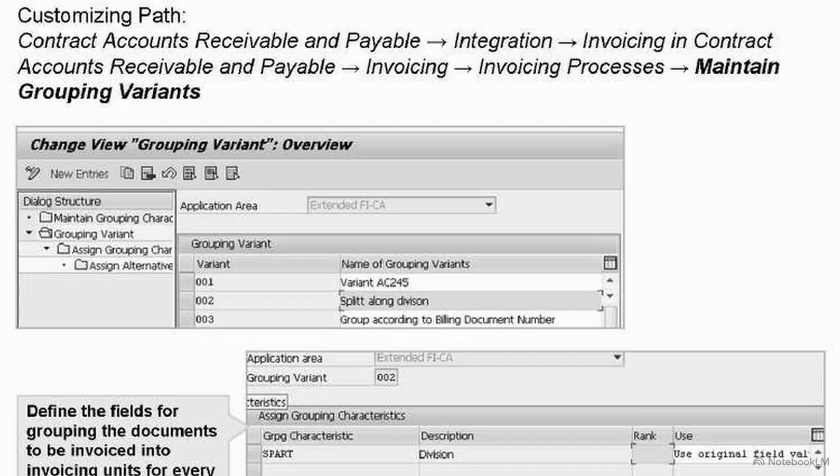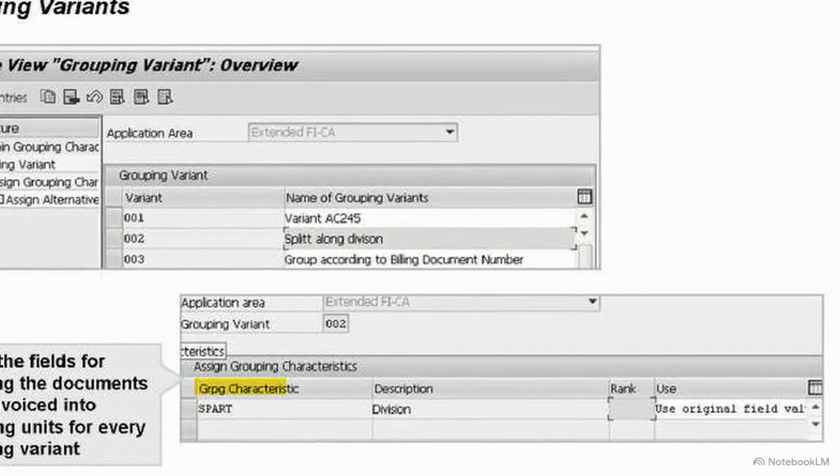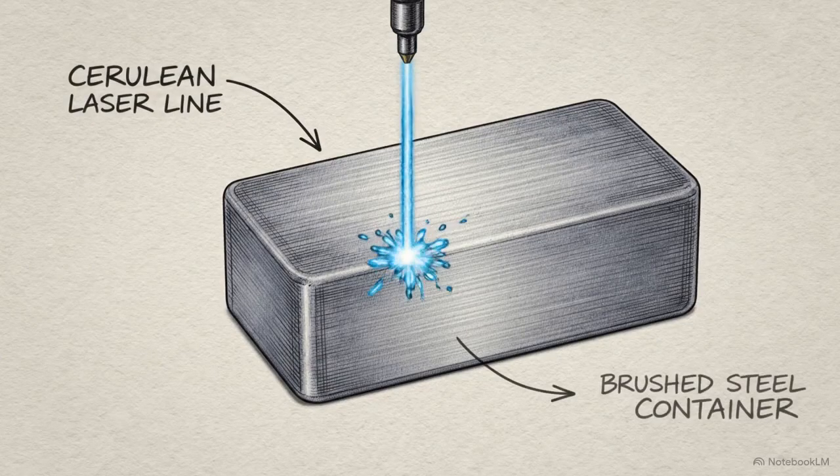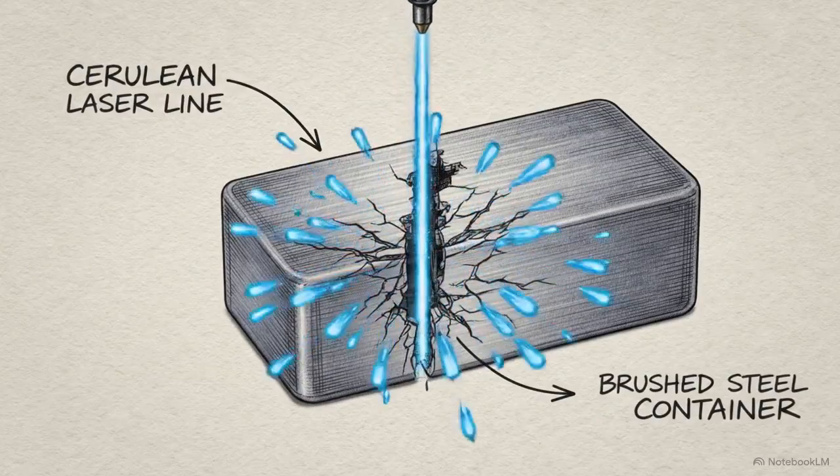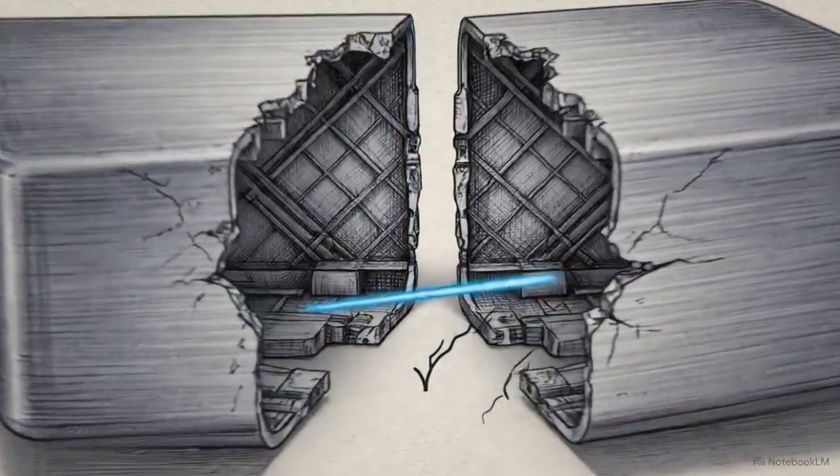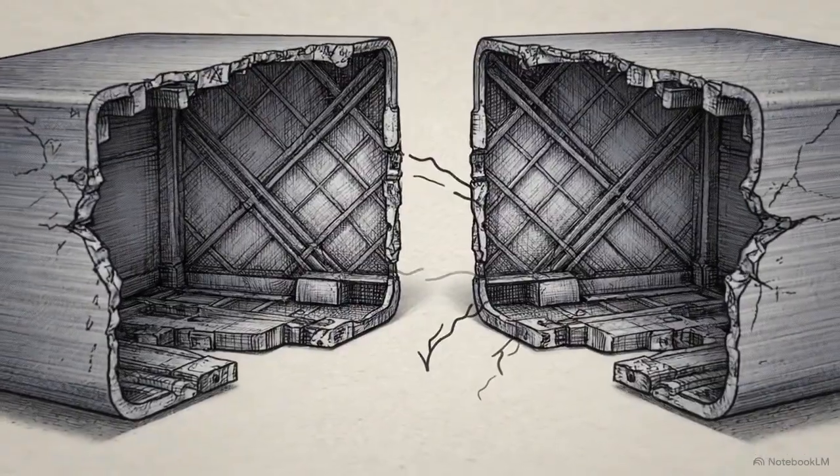In this customizing view, variant 002 forces the system to split a customer's invoice based on the S part field, which represents the business division. You could also split based on company codes or contract references. The rule governing this step is absolute. One completed invoicing unit will always equal exactly one final invoicing document.